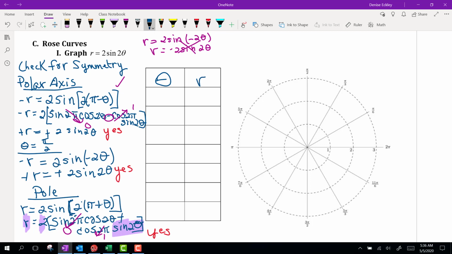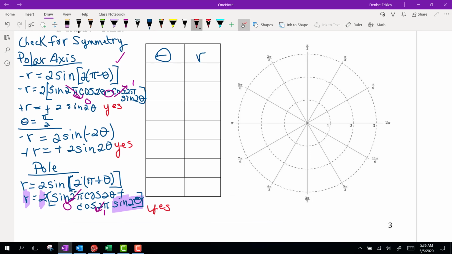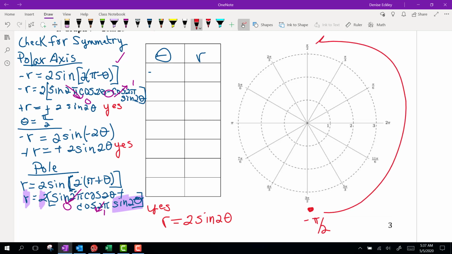This is r. Move this up just a tad because I want to write the equation underneath here. So r equals 2 sine 2 theta, and I'm going to go from where I have a possibility of negative sign and positive sign. So I'm going to start at the bottom of my circle here, negative pi over 2, and I'm going to go around to pi over 2. So that way I can see if any of my values are positive or negative.